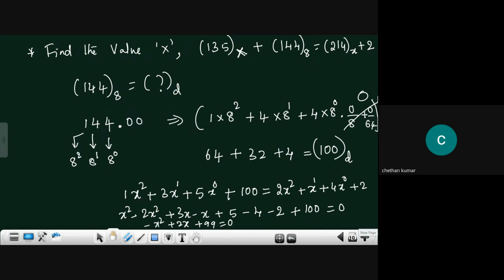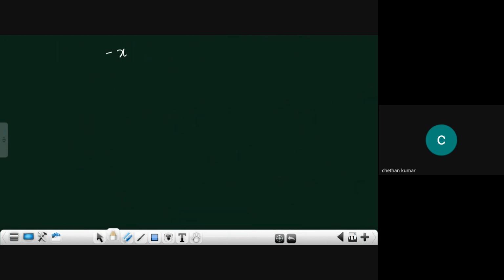I got this result. Shall I change the slide? I'll get minus x square plus 2x plus 99 is equal to 0. This equation you can write as x square minus 2x minus 99 is equal to 0. Now I need to find out the x. So this is in what format? Quadratic format. Quadratic equation. How to find out the values of x?